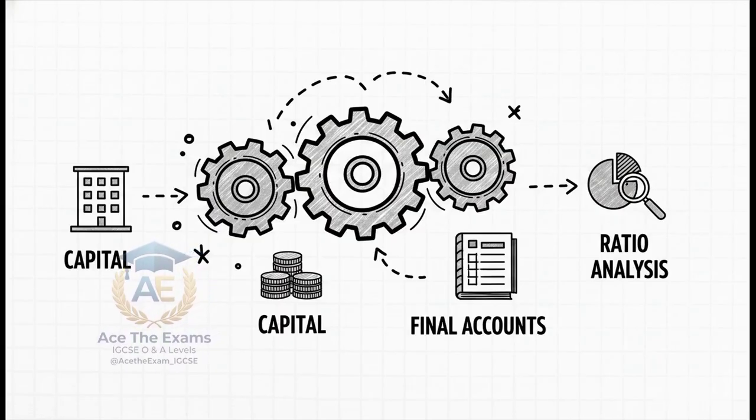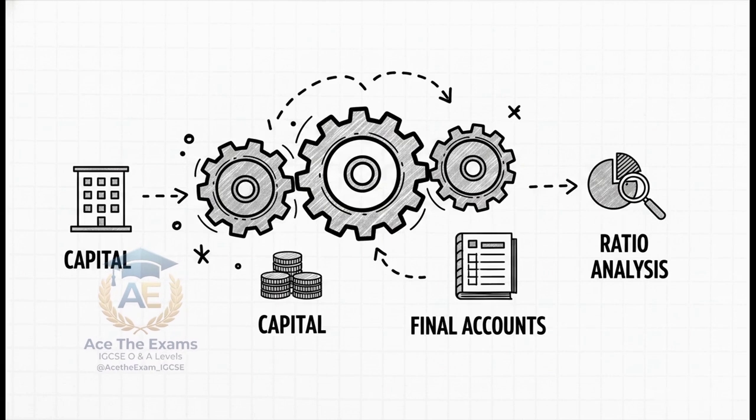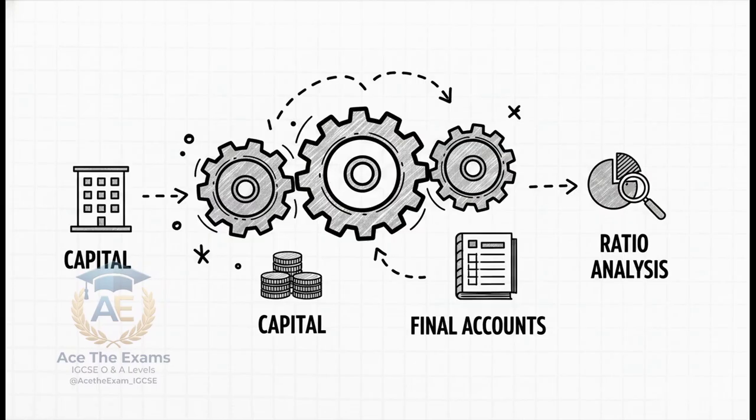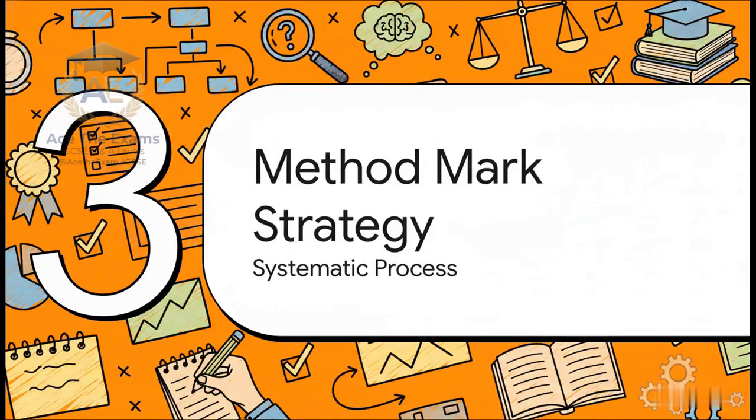So if an exam question asks you about a limited company, you shouldn't just talk about the entity module. You should bridge your answer directly to equity, dividends, and retained earnings. That level of cross-topic fluency is the ultimate hallmark of an elite candidate. Let's transition into Section 3 and see how this builds into our procedural framework, the method mark strategy.